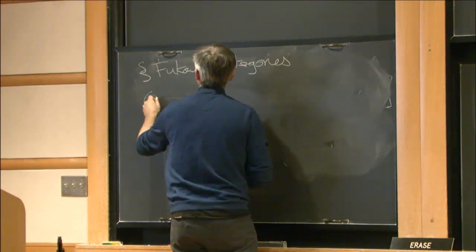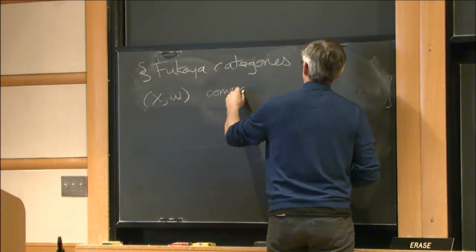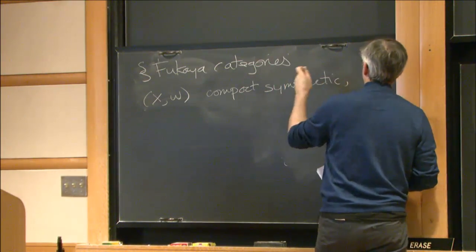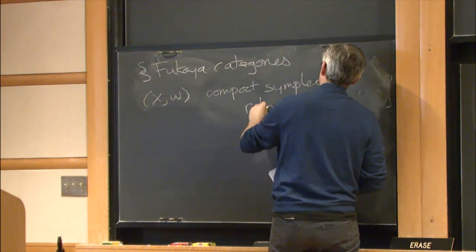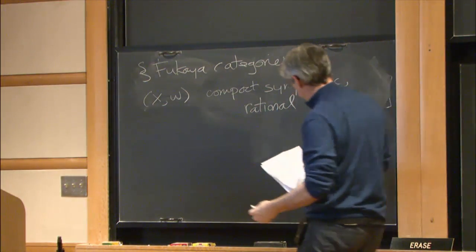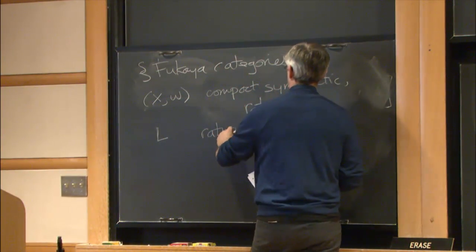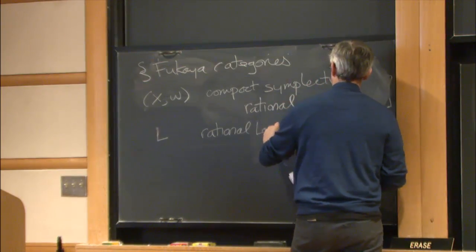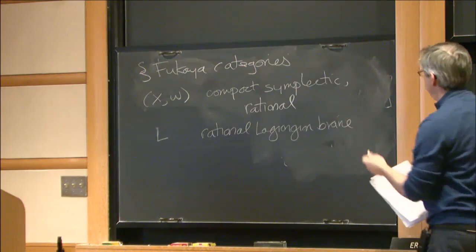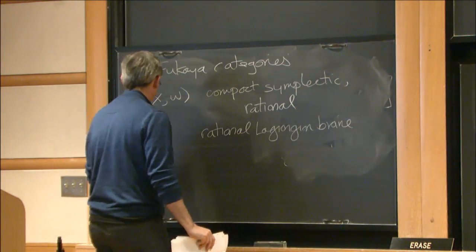So let's now let (X, ω) be as before, compact symplectic, but also, so I can use the Cieliebak-Mohnke perturbation scheme, assume it's rational, and L is a rational Lagrangian brane. And then associated to this, I have the Fukaya algebra.